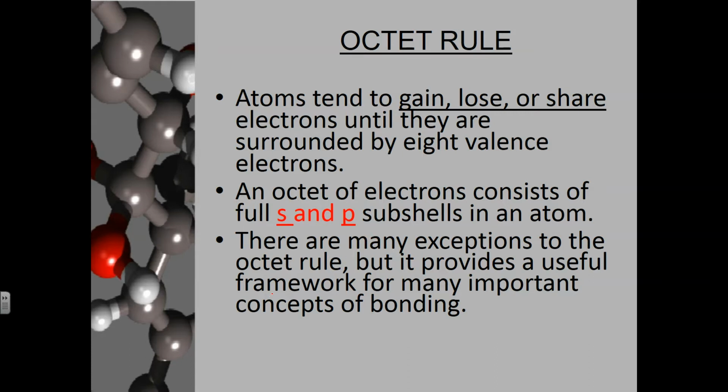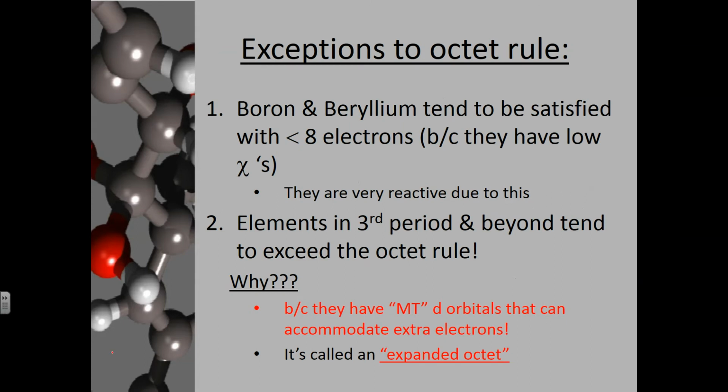An octet of electrons consists of a full s and a full p subshell in an atom. There are many exceptions to the octet rule, but this does provide us a useful framework for many important concepts in bonding. So let's look at some of the exceptions to the octet rule.